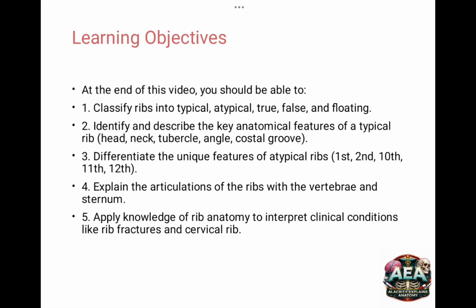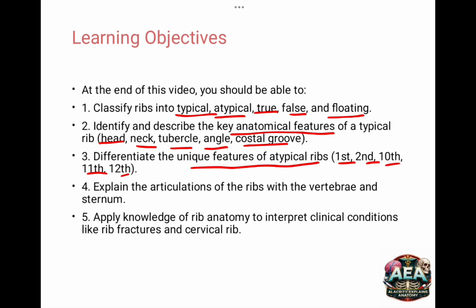So at the end of this video, you should be able to classify ribs into the typical, the atypical, true, false, and floating ribs. You should be able to identify and describe the key anatomical features of a typical rib. That's the head, the neck, the tubercle, the angle, the costal groove. You should be able to differentiate unique features of atypical ribs as the first, second, 10th, 11th, and 12th rib.